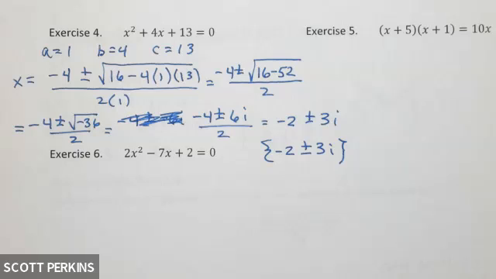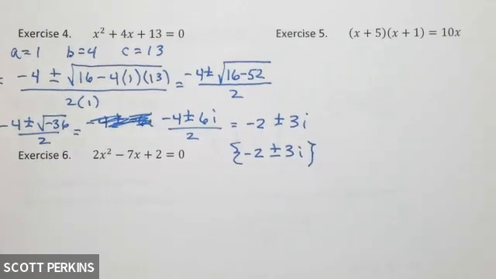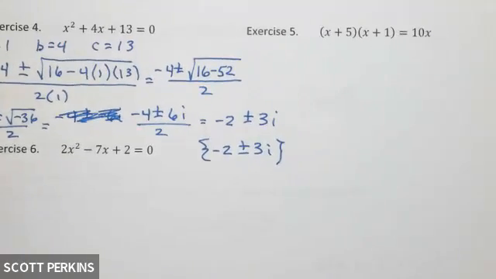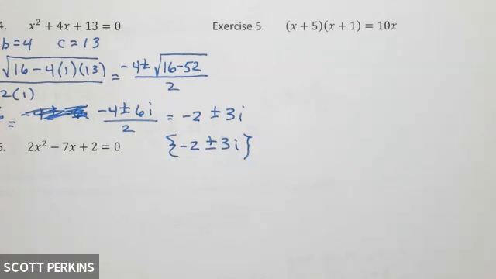All right, down to the final 2 problems. The next one, exercise 5. My whole purpose for putting exercise 5 on there is just so that you don't forget that this has to be equal to 0. So you've got a little work to do to get that problem started. You've got to do some multiplying and then bring the 10x over. Then at long last, you'll be able to solve the quadratic equation.